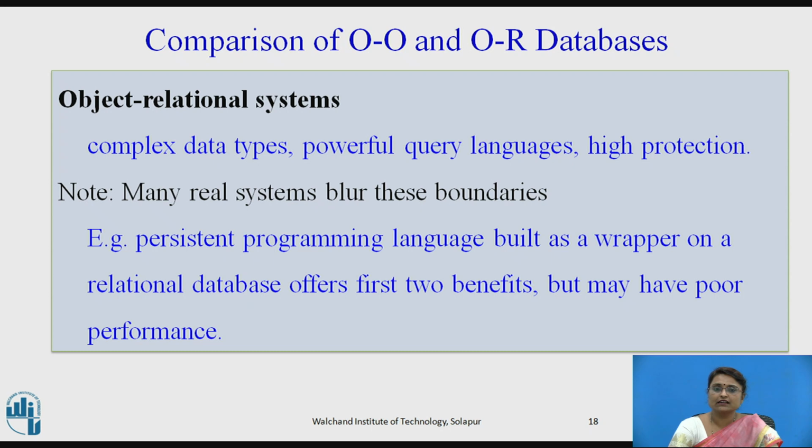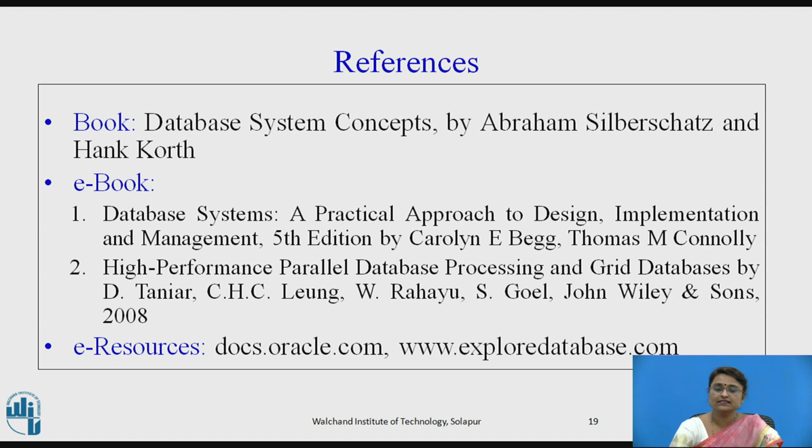Now, in the object relational systems, complex data types are there, query languages are powerful, and protection is also there. But many real systems are blurring these boundaries. What we can say is that persistent programming languages build a wrapper class here. Whatever relational features are there, those are offered as wrapper classes here. So they may provide poor performance due to this wrapping of the objects also. So these are the comparisons. This is my reference. Thank you.